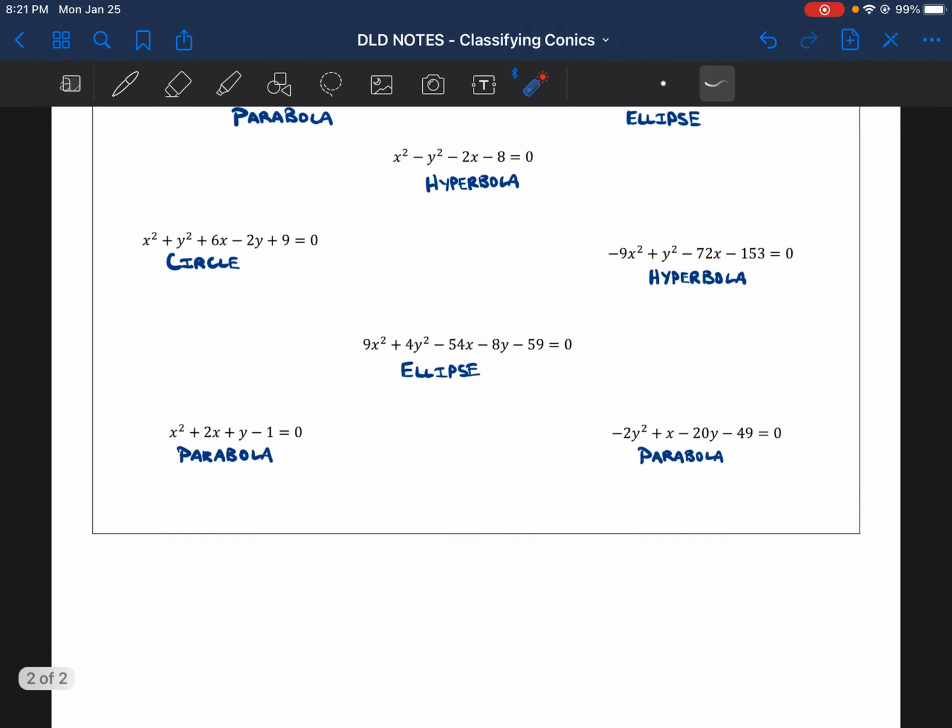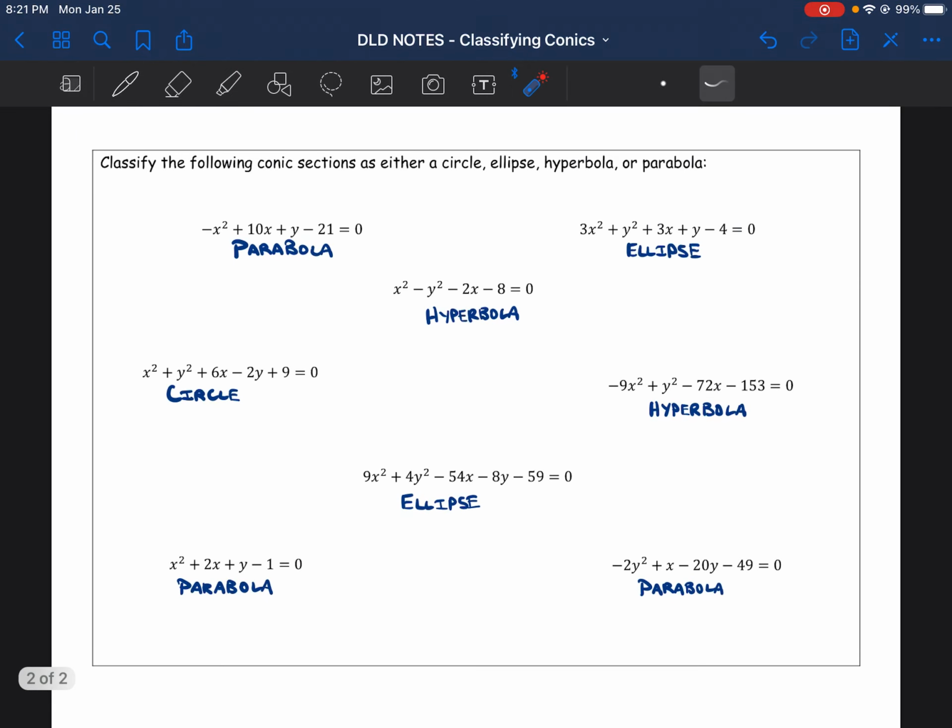As you can see, it's pretty quick and easy to classify the conic when it's written in general form. The assignment that you're going to have today for this digital learning day is going to be pretty much the same. You'll find it's a pretty quick exercise.